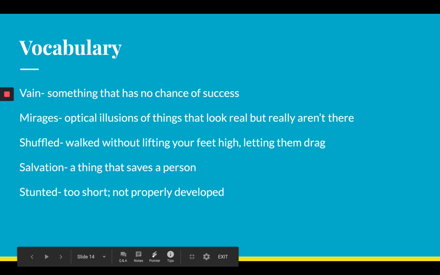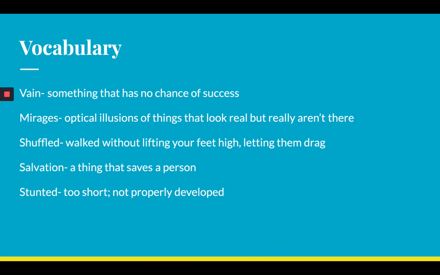Let's go over our last 5 vocabulary words for this lesson. Please listen as I read the words and their definitions. Vain, something that has no chance of success. Mirages, optical illusions of things that look real but really aren't there. Shuffled, walked without lifting your feet high, letting them drag. Salvation, a thing that saves a person. Stunted, too short, not properly developed.